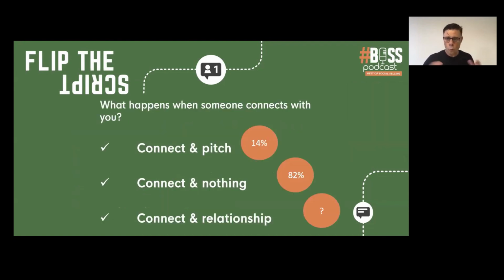So what happens when people connect with you 9 times out of 10 or more? Basically there's 3 things that happen, right? They connect and pitch, about 14%, just like my mate did yesterday. They connect and do nothing, and that's about 82% of the time. Or you connect and develop a bit of a relationship, and that's a very small percentage of the time.